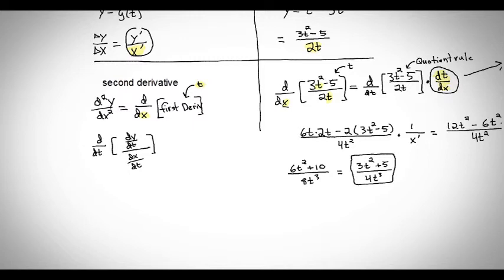But because we had to change our variables, we have to add in that dt dx, just like that. And then what we'll do is change this second part, the dt dx. We're going to change that into 1 over dx dt, or 1 over x prime.